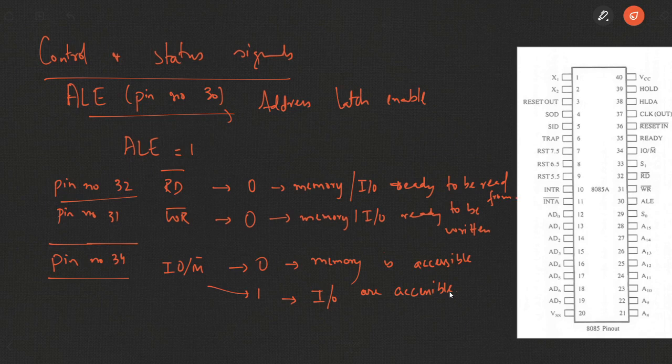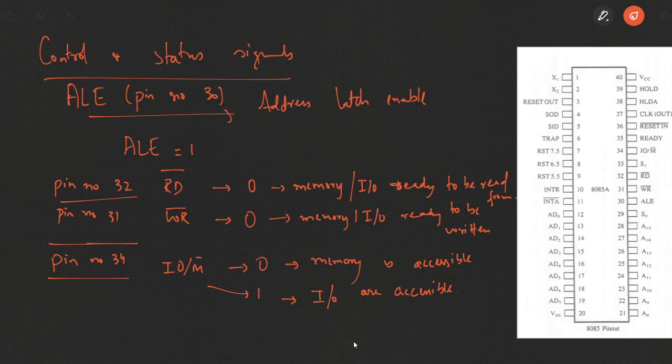So this signal helps us differentiate between the memory and the IO devices. If it is 0, that means memory is accessible to be written onto or to be read from. If it is high, that means the IO devices are ready to be written to or read from.